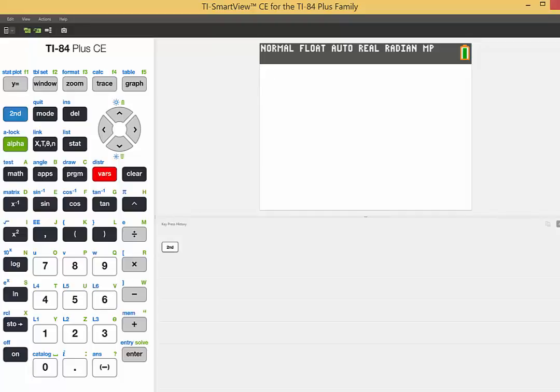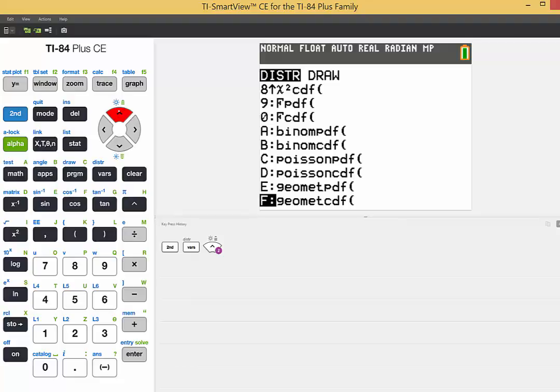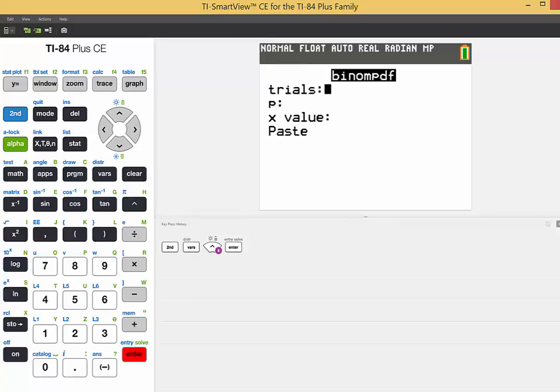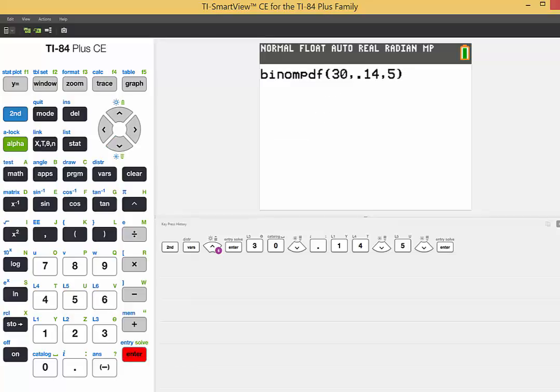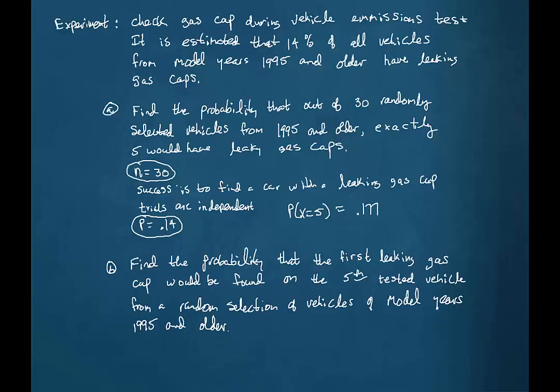So we'll go to second, vars, distr, and go to binomial PDF. P, the probability of a success, is 0.14. And we're to find the probability that exactly 5 have a leaky gas cap. And again, this syntax order is N, P, X. And so this probability will be 0.177 if we round to 3 decimal places. So because we had a finite number of trials, we have a binomial distribution.